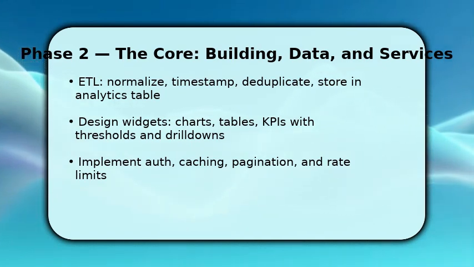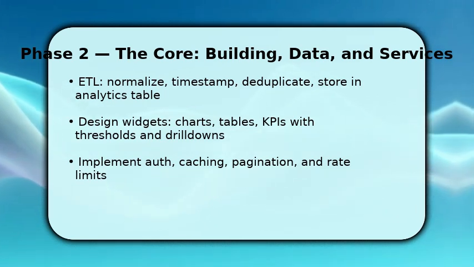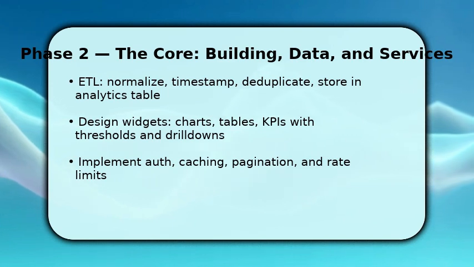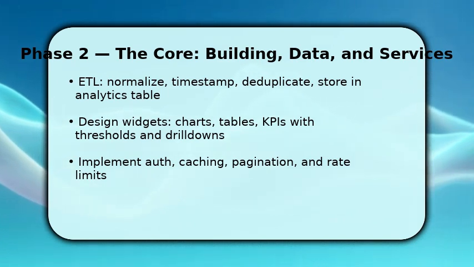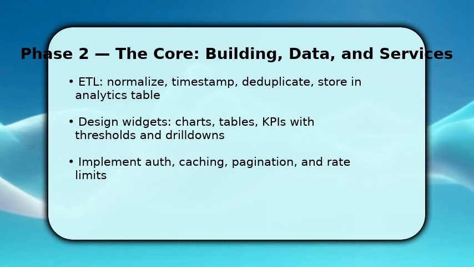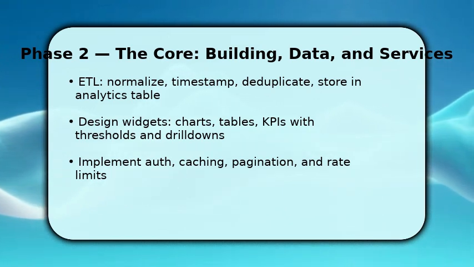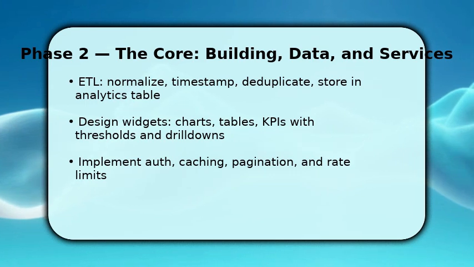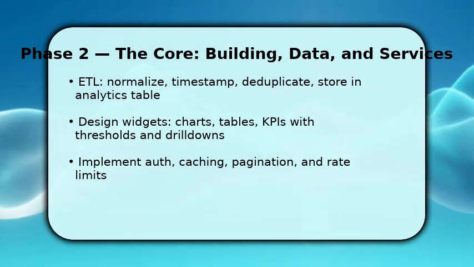First, implement ETL, normalize fields, add timestamps, deduplicate events, and write to a dedicated analytics table so queries stay fast. Then create reusable widget components, line chart for trends, table for raw events, numeric KPI cards with thresholds, because modular widgets speed development. Next, wire drill downs and filters so users explore.